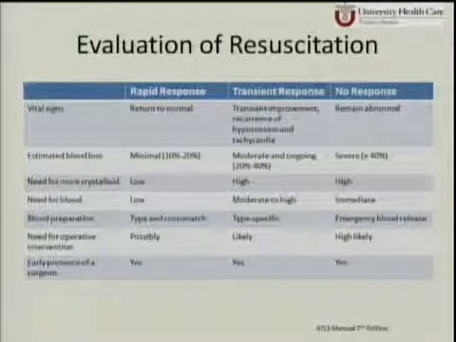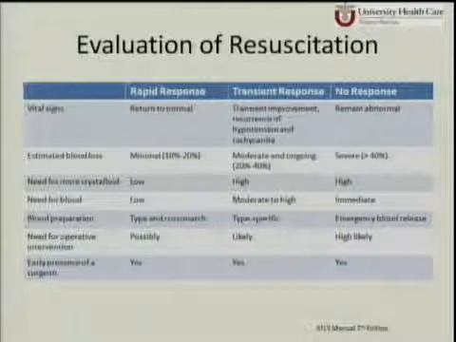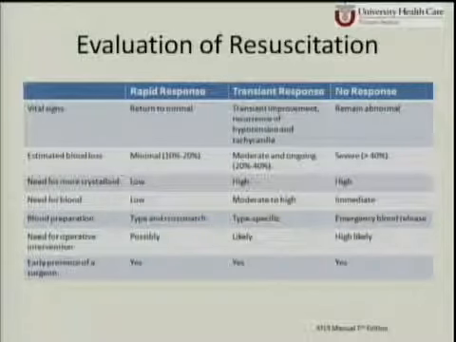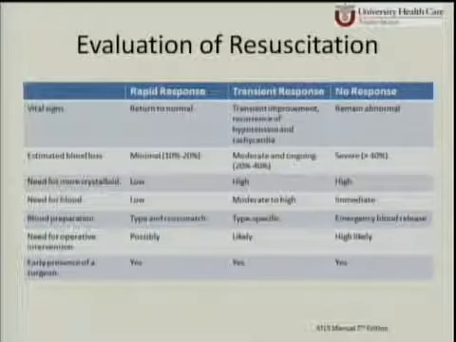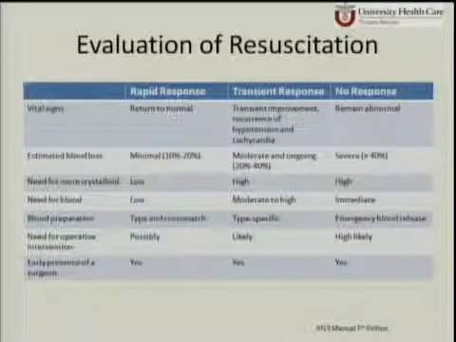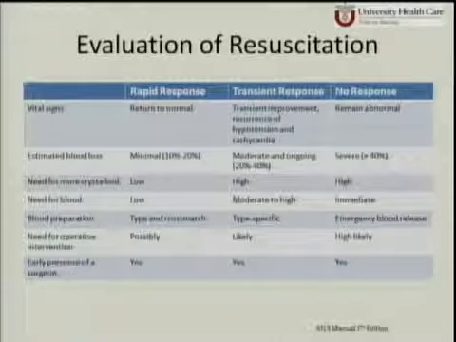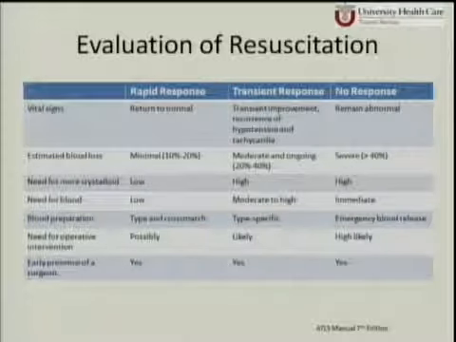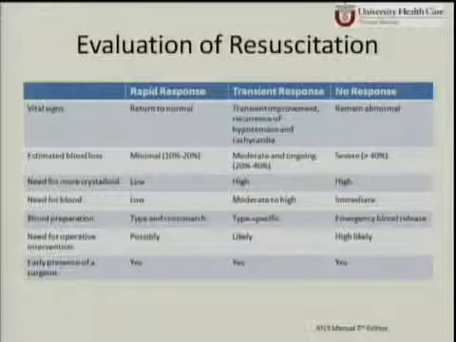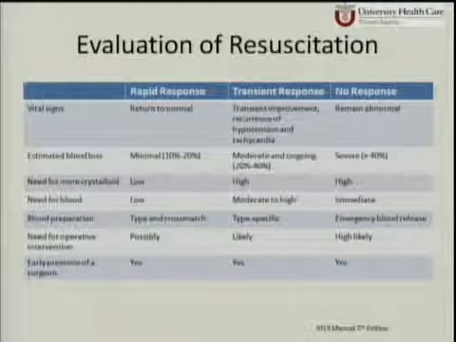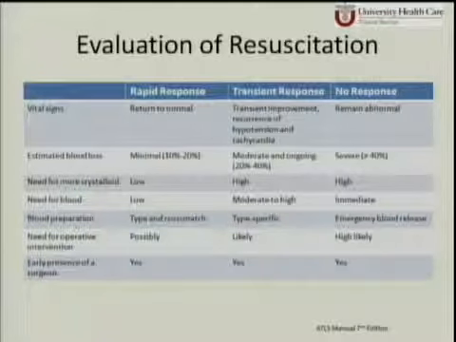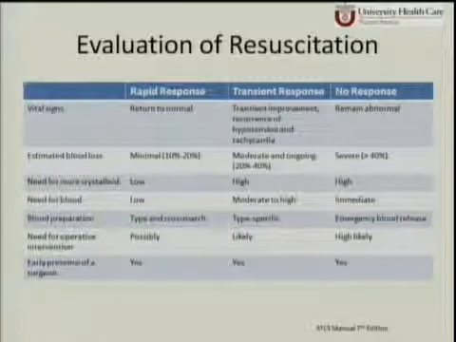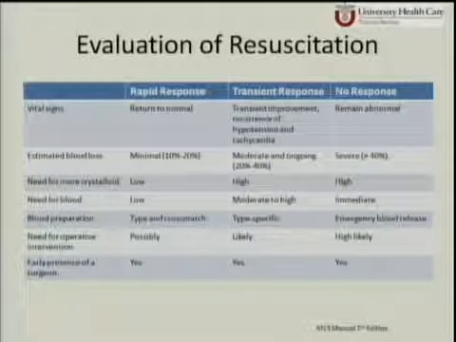Now, I realize that in rural America, there's not a surgeon that's sitting at the doorstep of every emergency room waiting. But it is important, if they need a surgeon, to try to get them to an area where the surgeon is available. In the transient response, they're going to need more crystalloid. They may have a moderate to high need for blood, so these patients will probably actually need some blood. You'll want to do type-specific crossing, and then these will likely need some type of an intervention. If there's no response, you need to give emergency blood if you've got it.